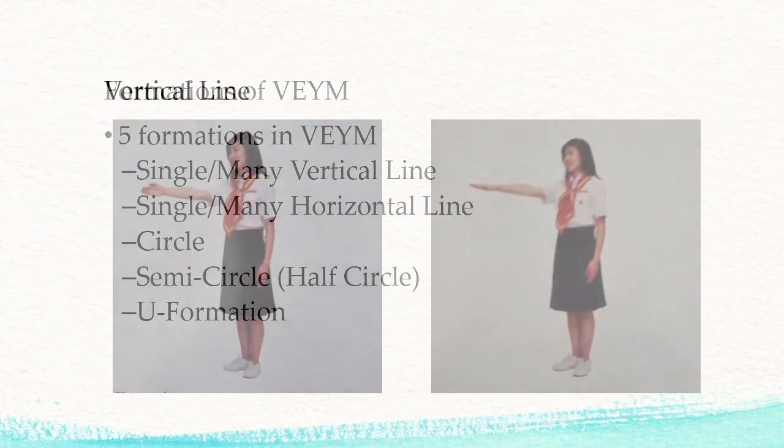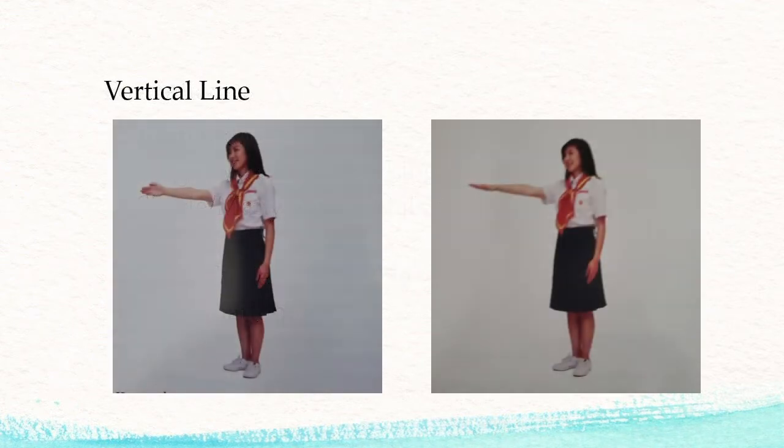In the hàng dọc or vertical line, as you can see in this picture, you see your huynh trưởng right here, placing her hand in front of her in 2 ways. The first one tells us that it's going to be one line. The other picture means many lines. With this line, we are used to call all groups together.